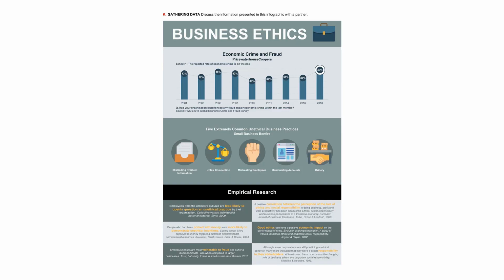Task K, gathering data. Study the infographic and identify information that could support either side of the argument. Consider which facts or data would be most useful for supporting your own position.